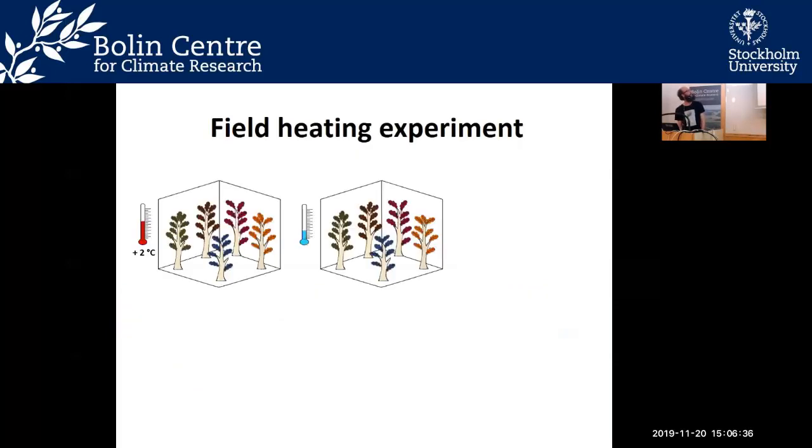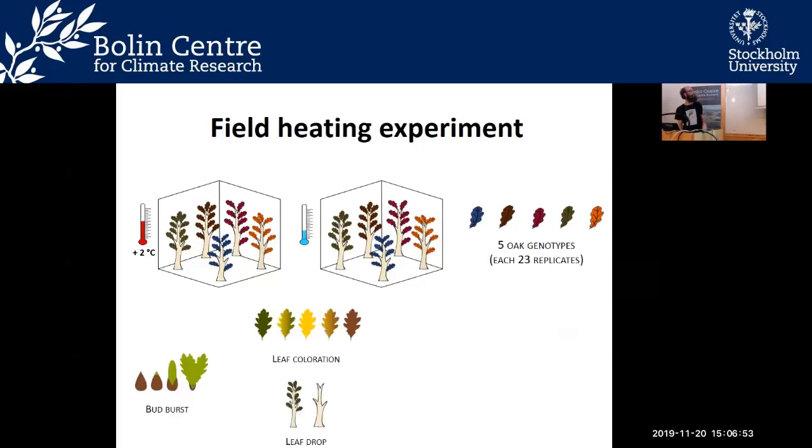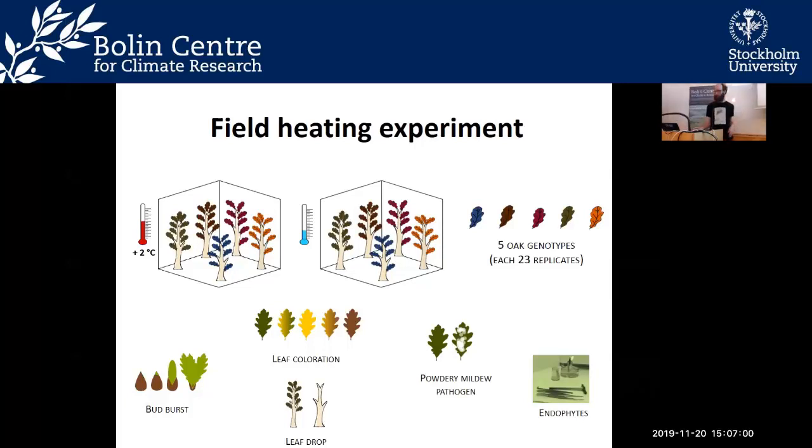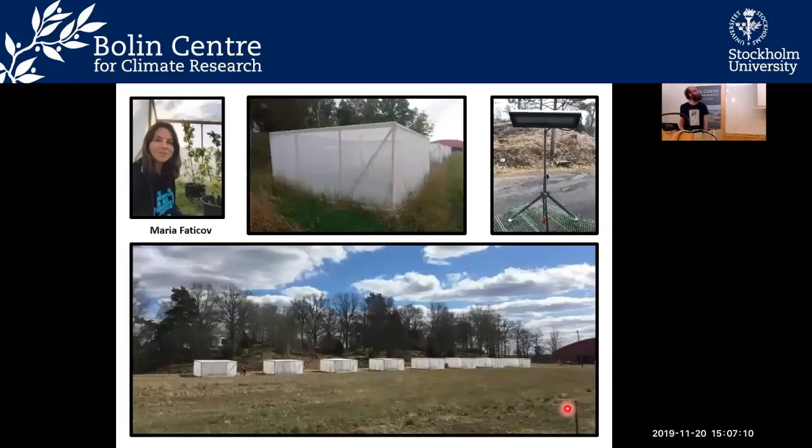So Maria did a field heating experiment, and for this we established 2 treatments, 2 cages with 2 different temperatures. In each cage we had oak trees of 5 different genotypes. Then during the growing season we followed bud burst, leaf autumn phenology like leaf coloration and leaf drop, and also the natural attackers like powdery mildew pathogens. I'll use this modern pointer here now. And we also took samples for the endophytes. That's what she's currently working with.